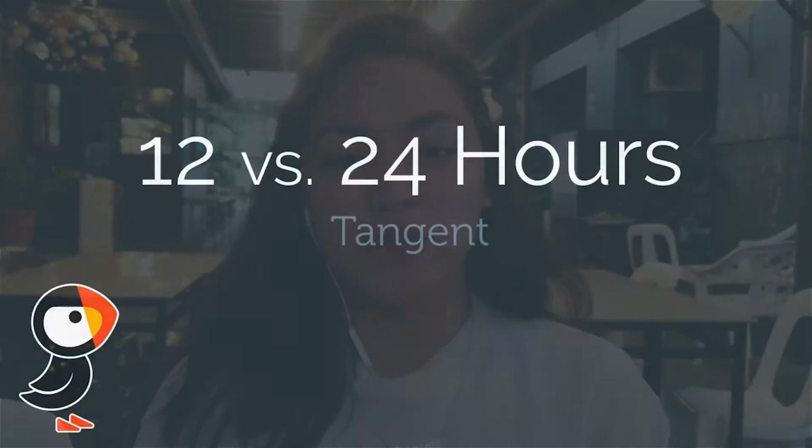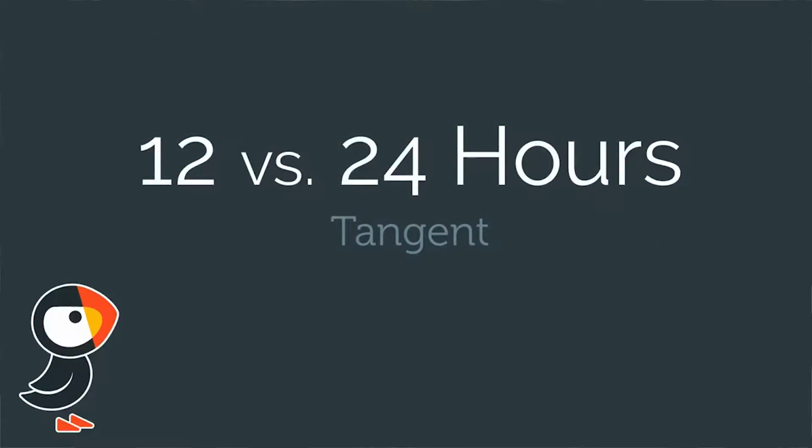The majority of analog clocks and watches in use today use a 12-hour clock. Phrases referring to time periods where the 12-hour clock is common include nighttime, morning time, afternoon time, and evening time. You might be wondering what the difference between the 12-hour clock and the 24-hour clock is.